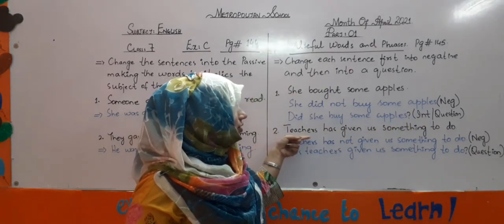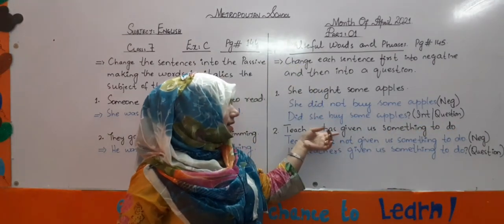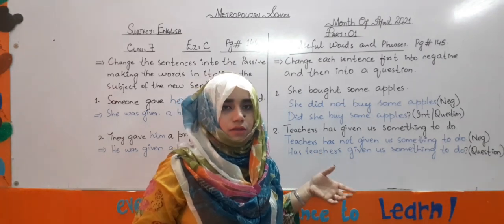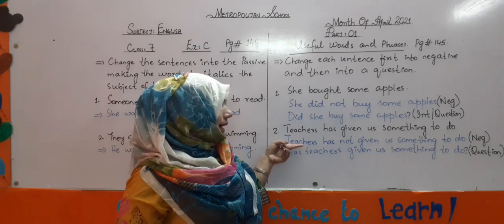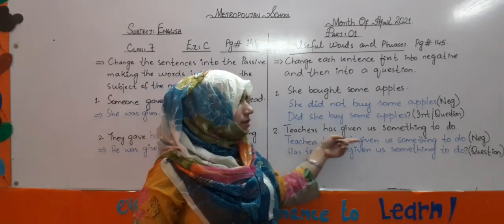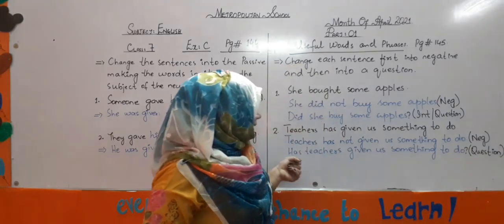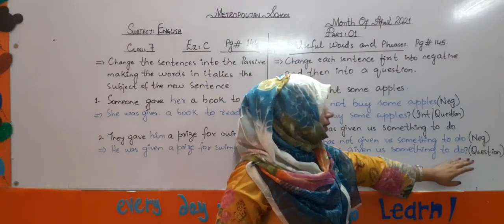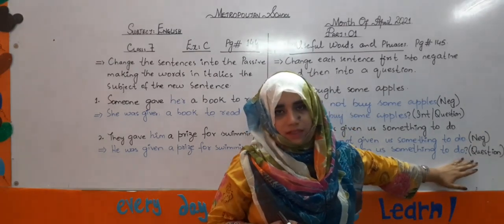Next one is: Teacher has given us something to do. Yes, which tense is this? Has given means that this tense belongs to present perfect tense, right? So make a negative one. Teacher has not given us something to do. This is the negative sentence. And: Has teacher given us something to do? This is the question sentence, and obviously there is the question mark at the end of the sentence.